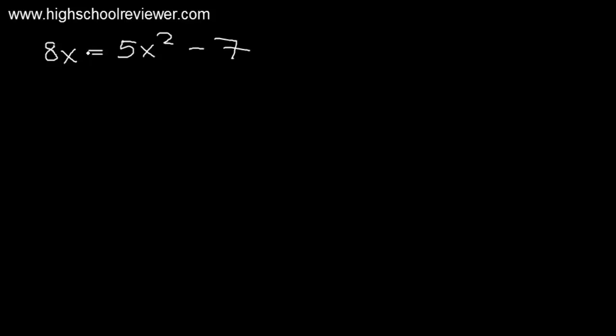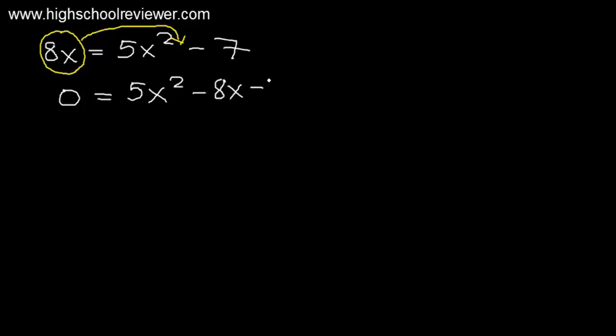Before we can solve this, we are going to combine 8x to 5x squared minus 7. So we need to transpose 8x to the right side. Okay, so we are going to transpose this to the right side. So transposing, we will have 0 is equal to 5x squared. If we transpose positive, this will change sign. This will become negative 8x minus 7.